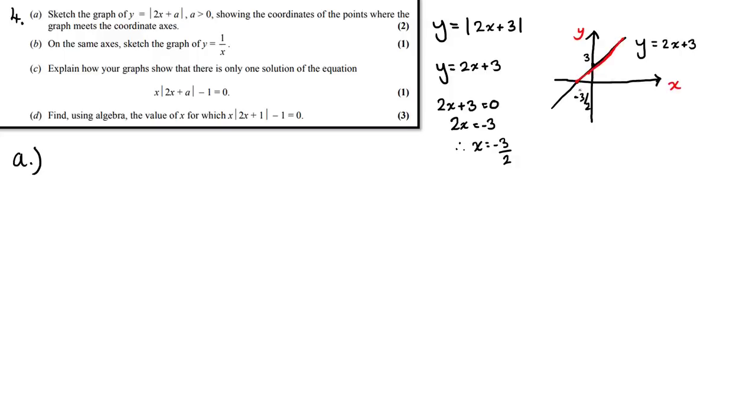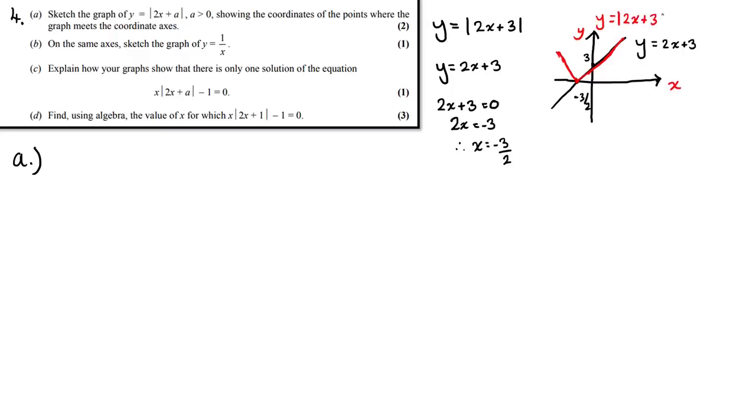However, anything below would be reflected above in the x-axis. So it's going to look like this, okay? It's not perfect, but you get the idea. So this red sketch I've done, that is y equals the modulus of 2x plus 3.